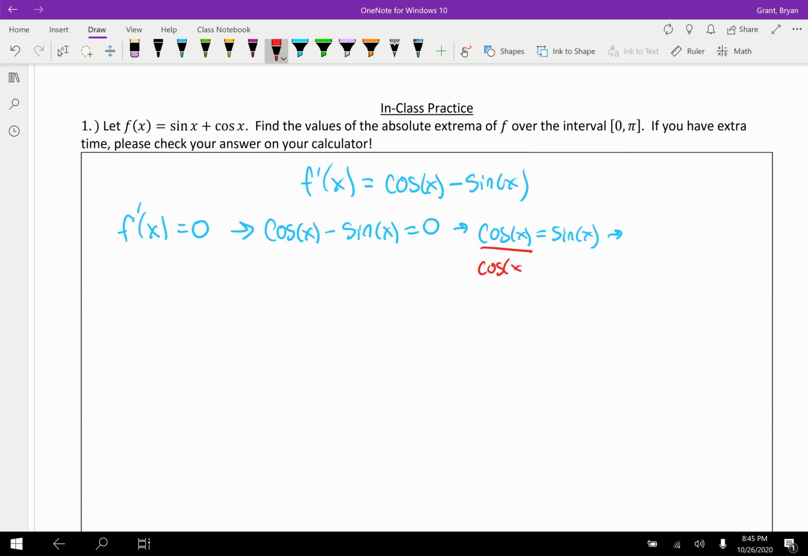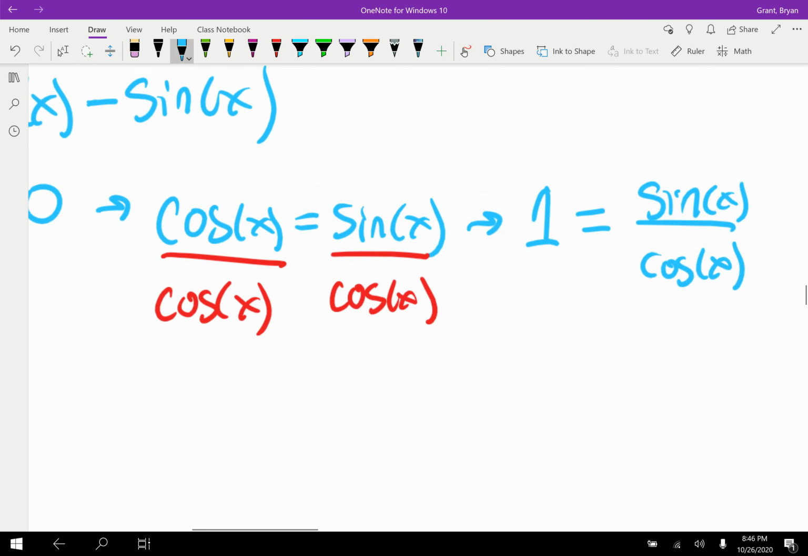So divide by cosine of x, and then same thing over here, we are going to divide by cosine of x. And by doing that, cosine divided by itself is 1. Although you can turn sine of x divided by cosine of x into tangent, that's okay. If you know where tangent is 1, then you can totally solve this problem. However, you might not be comfortable with tangent, so I actually like to leave it like this.